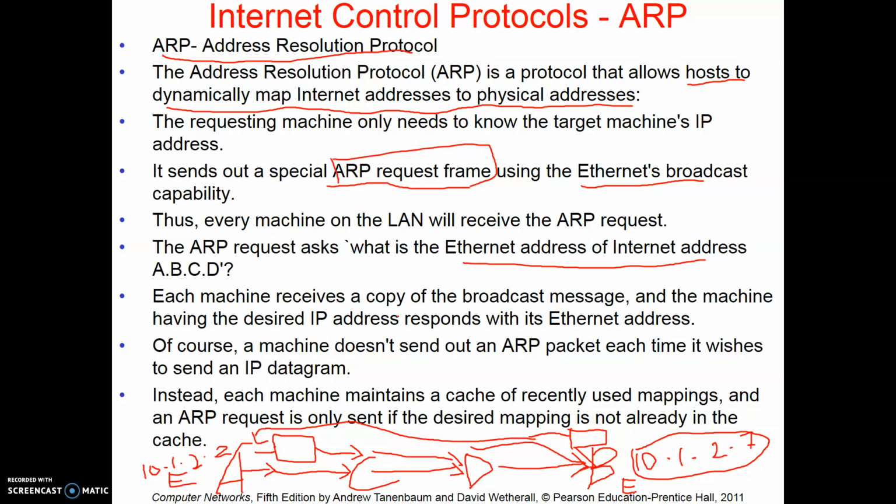So let me explain again. The ARP request asks what is the Ethernet address of the internet address A.B.C.